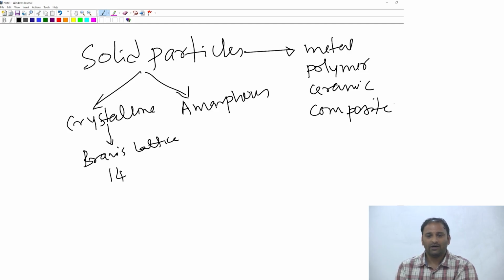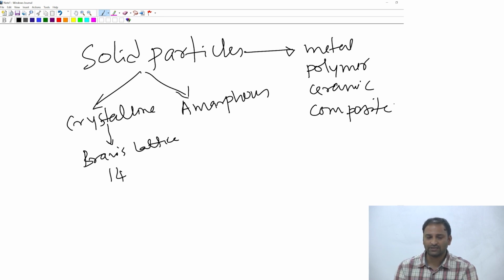So therefore, having a basic idea about the solid particles, what they are made up of, whether the bonding between the atoms that make up the particle is ionic, covalent, or metallic, all this information could be useful in some cases. And again, having an idea about the Bravais lattice could be useful in some applications.